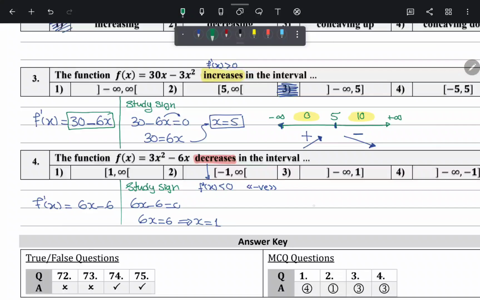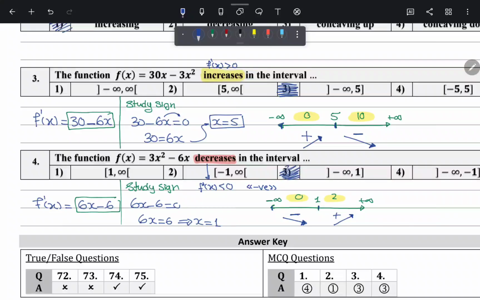Now we draw the number line. So this is a number line. If we choose something before 1, we will get something negative. And if we choose something more than 1, 2 for example. Here we choose 0, and here we choose 2. 0 in this place will become negative 6. So negative 6 means decreasing. And if you choose 2, 6 times 2 is 12. 12 minus 6 is 6. Positive, so increasing. So from minus infinity to 1 is the place where it decreases.